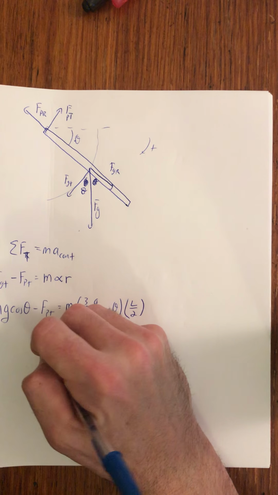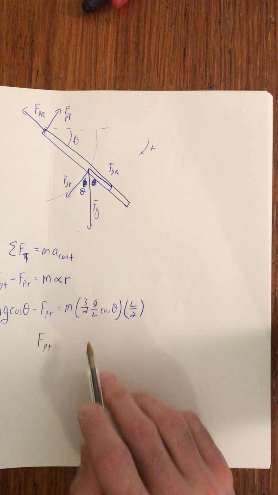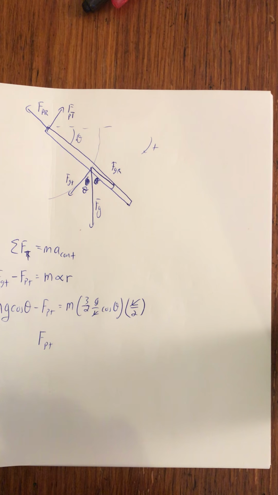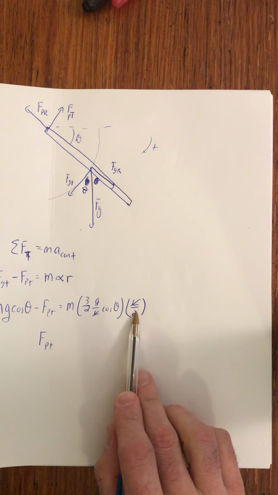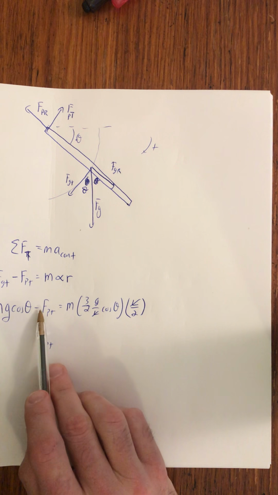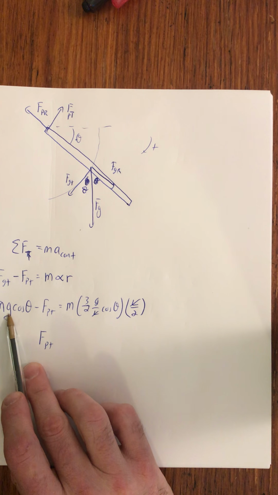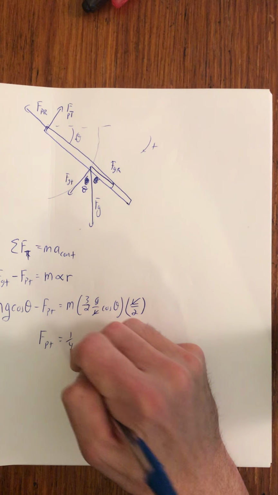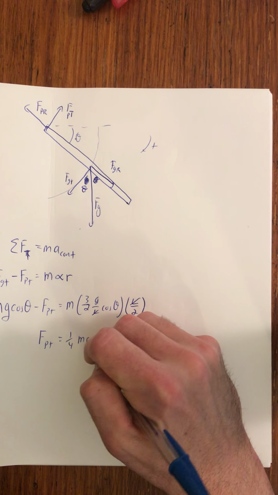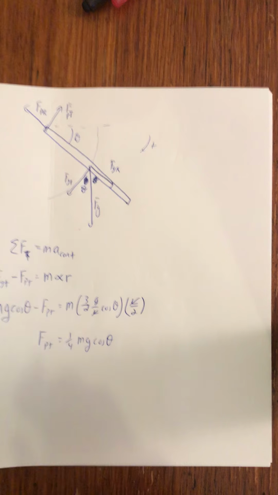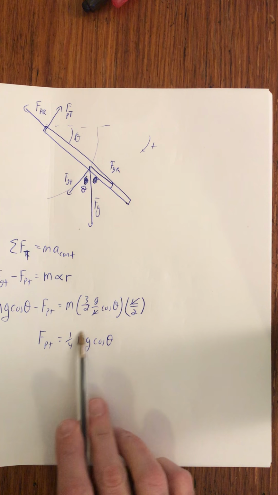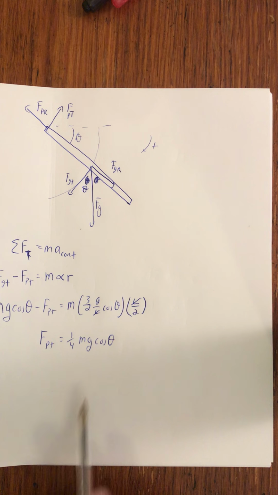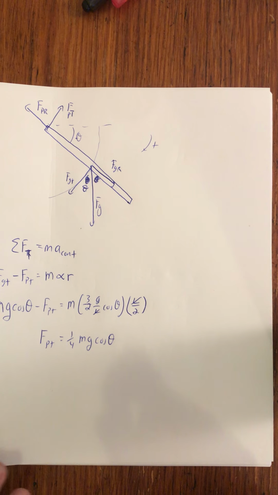So we can just clean this up now. FPT, actually let's just clean this up first. I've got a 3/4 here, so that's just going to be a 1/4. So 1/4 mg cosine theta, and that's good because it's going to have the right units of newtons, and then with that factor about where you are at that point.